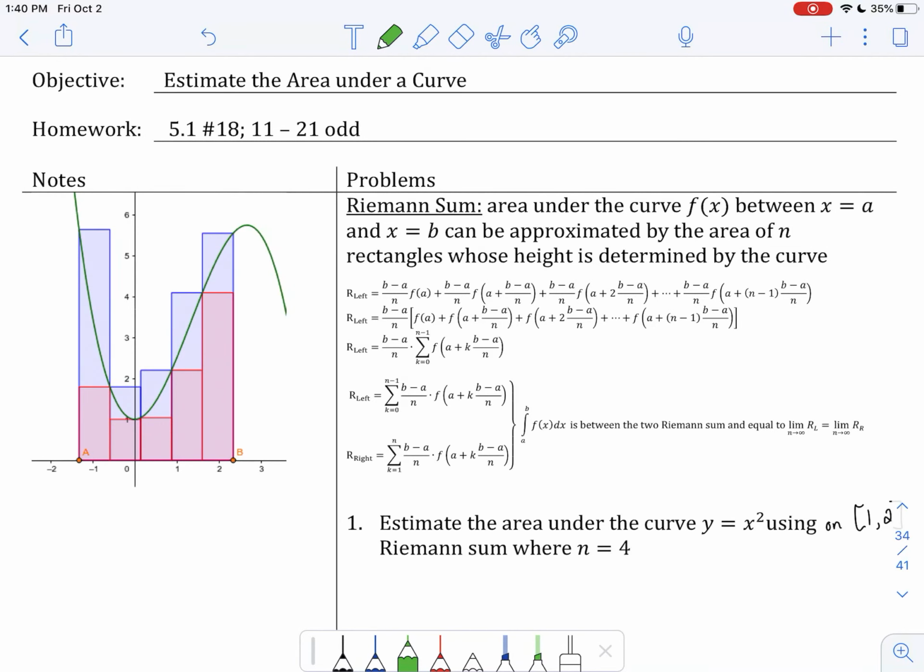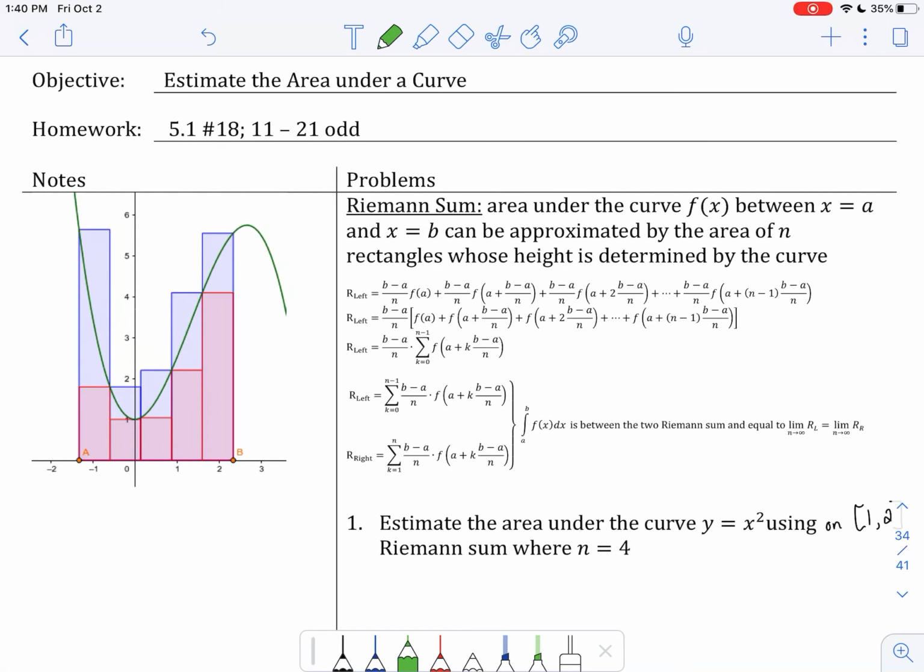Hey all, so we're going to start looking at chapter 5, and this is going to start going into integrals and area under the curve. So the first thing that we're going to talk about is estimating area under the curve with Riemann sums.